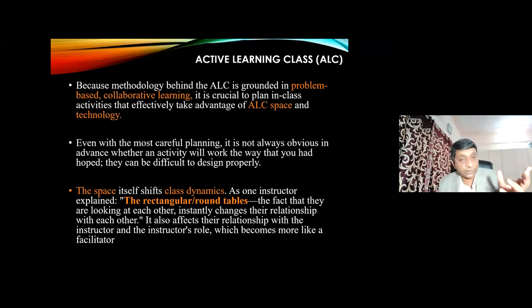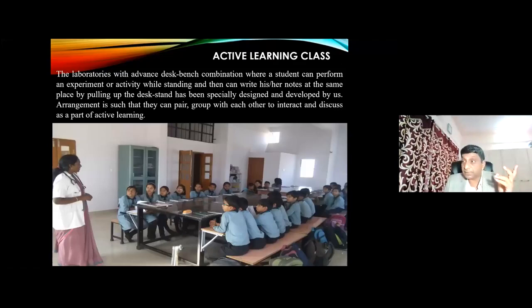Okay, like for example, in our traditional setup, the benches are arranged so that one student faces the back of another student. Okay, this is our regular setup, but that doesn't help in active learning. One very good quote from a very important book from Cambridge that I was reading describes rectangular tables and round tables where the students face each other. I can show you. See, this is a classroom in our school, where the students are facing each other.